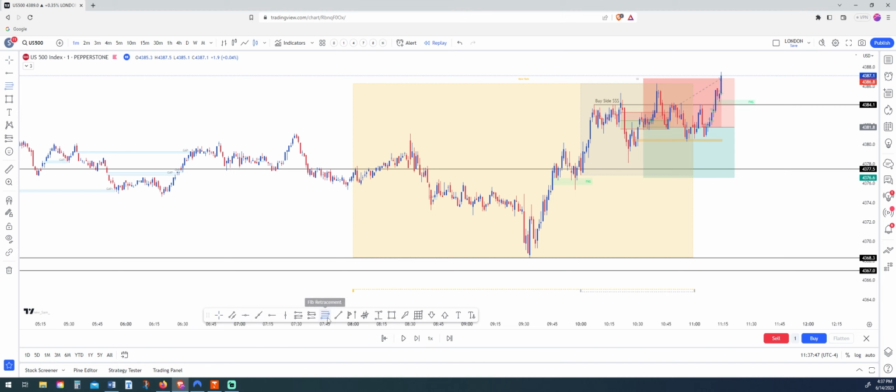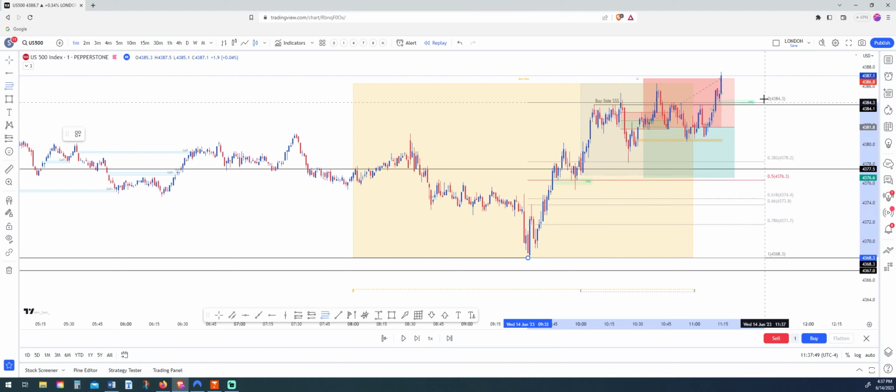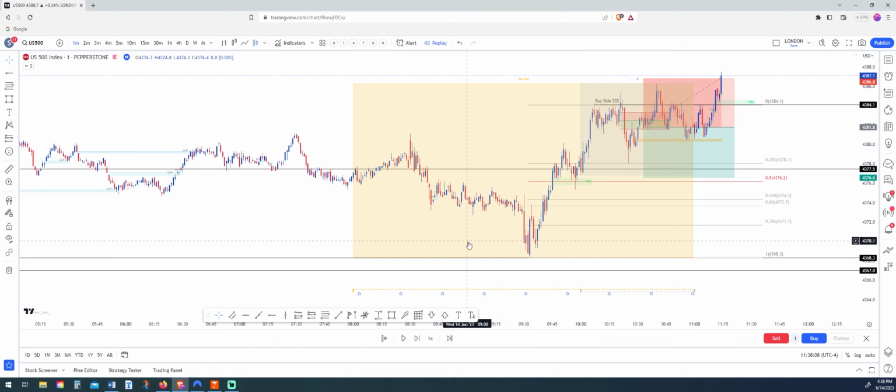Also, if we were looking for longs, we never even got into a discount for the day if we go from this buy side that we looked at, so we never even threatened to come into a discount as well. So this, I think, is just one of those days where the silver bullet, as far as I can tell anyway, wouldn't play out. I don't think there was an opportunity to get long. I can't see any valid setup.